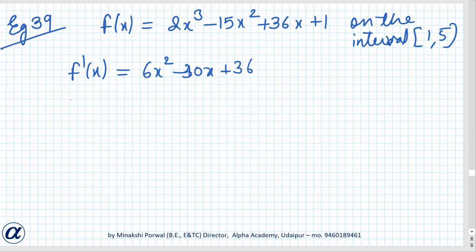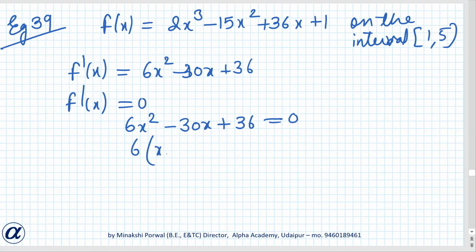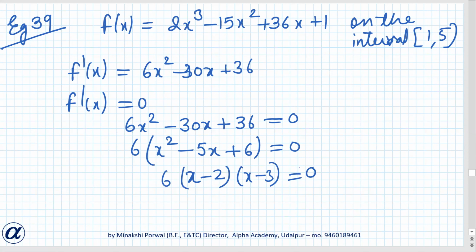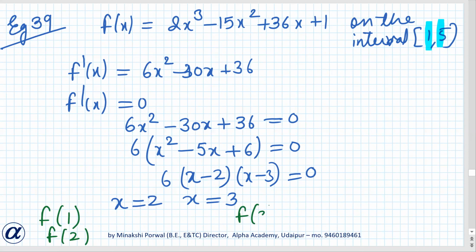Now putting f dash x equals to 0 and finding the critical points. 6x square minus 30x plus 36 equals 0. So we'll take 6 outside. When we solve this, we'll get (x minus 2)(x minus 3). So basically the critical points are x equals 2 and x equals 3, and the endpoints are 1 and 5. So we'll find the value of the function at 1, at 2, at 3, and at 5.